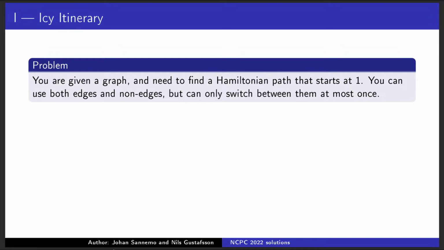But you can also use non-edges. You don't only have to use edges in the graph. You can jump between vertices that are not connected by an edge as well. However, you can only switch between doing this at most once.